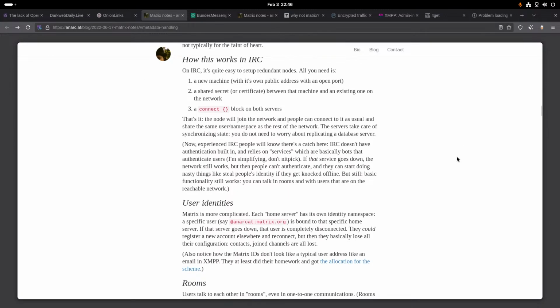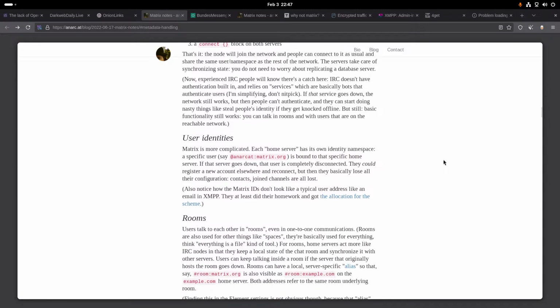Now, experienced IRC users will know that there's a catch here. IRC doesn't have authentication built in and relies on services, which are basically bots that authenticate users. I'm simplifying, don't nitpick. If that service goes down, the network still works, but then people can't authenticate and they can start doing nasty things like steal people's identities if they get knocked offline, but still basic functionality still works. You can talk in rooms with users that are reliable. User identities.